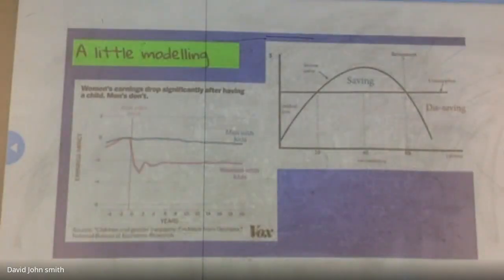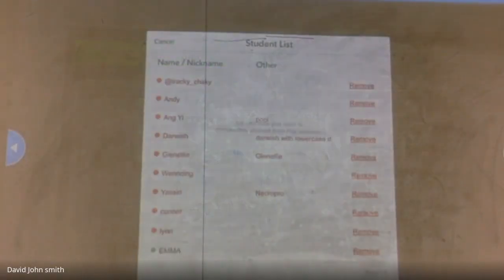Right, so this is where we should be. If I just scroll through, just double check that you're in there. Right, I'll remove the old ones. You don't need the old ones.